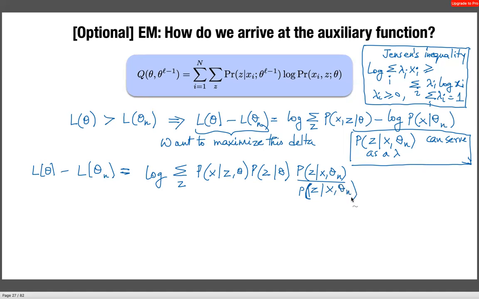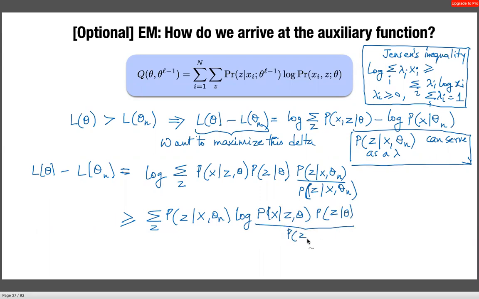So this doesn't change anything. I'm just going to divide and multiply by the same quantity. So now you can apply Jensen's inequality, and you have your constant, which is probability of x given z, theta n, and then you have the rest of the terms, right? So log of probability of x given z times the probability of z given theta divided by the probability of z given x comma theta n. And here, of course, you have this additional term, which is the probability of x given theta n.